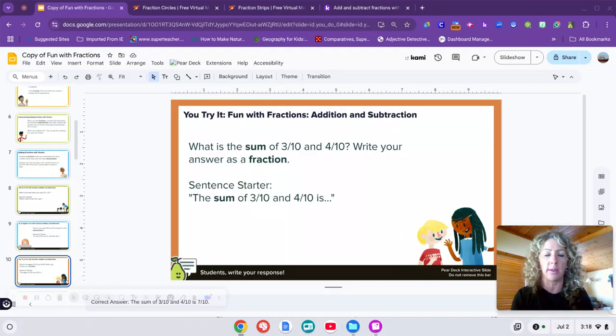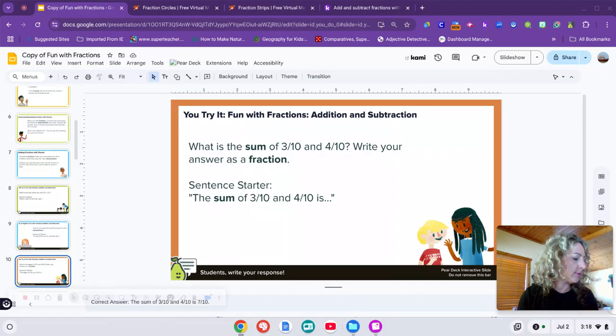What does it mean? Think about sum. There's either sum or difference. Luther, what does it mean when we find a sum? Do we have to add or subtract? Yes, we have to add. Good. So go ahead and add 3/10 plus 4/10. Put that in your answer. Let me see those come up.